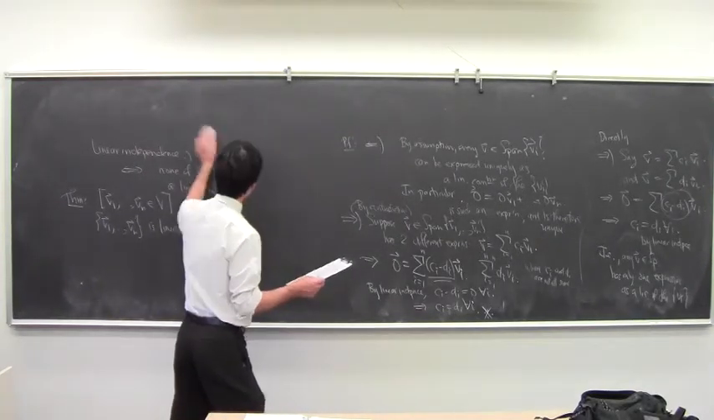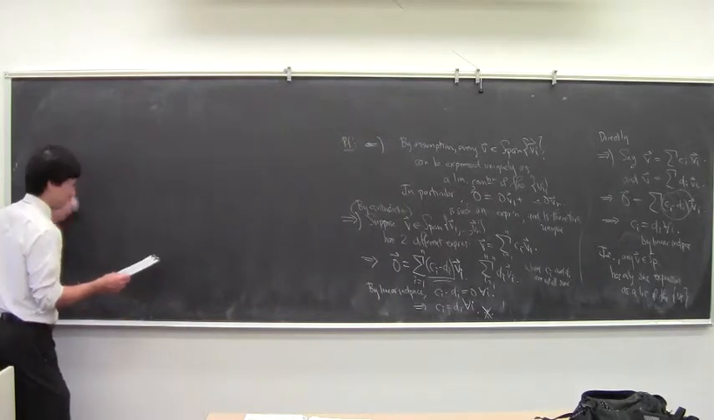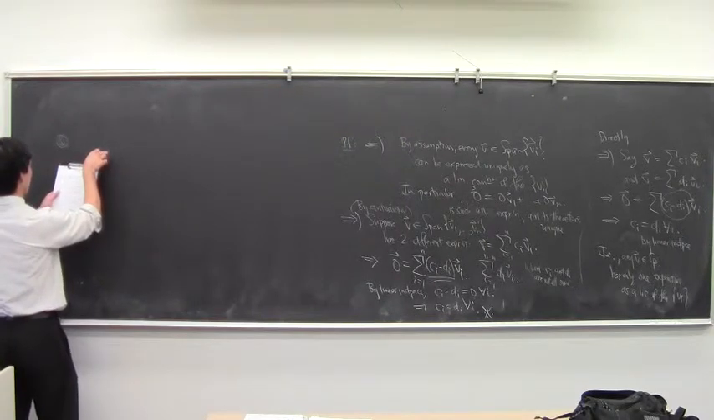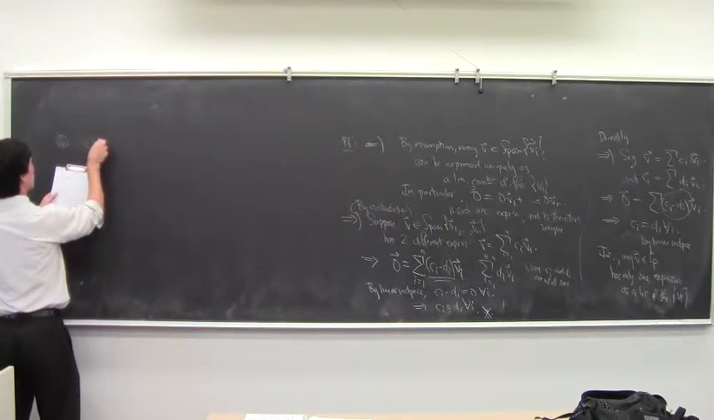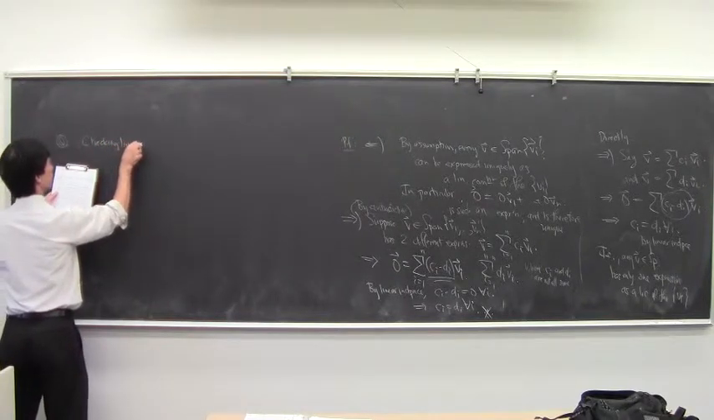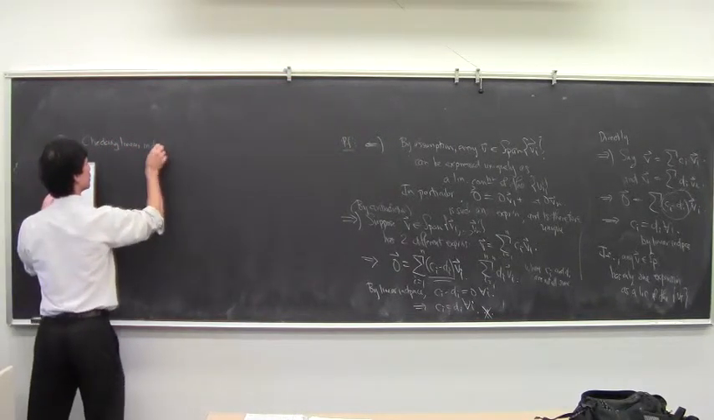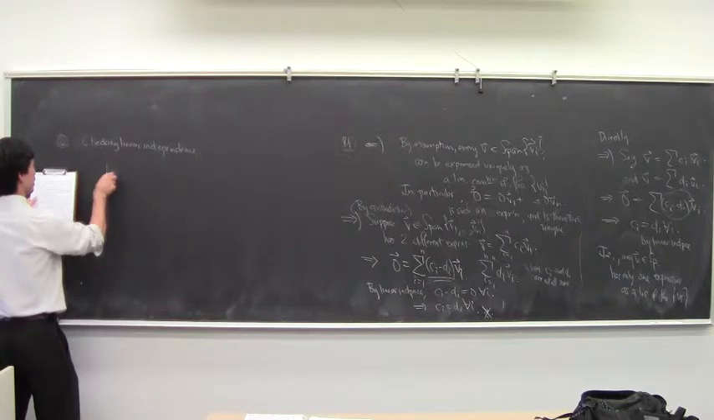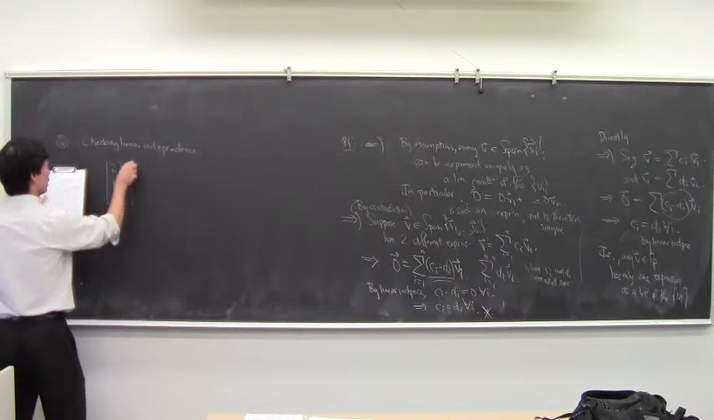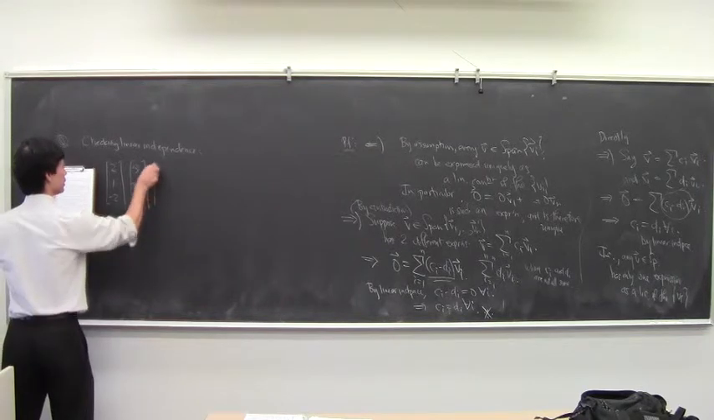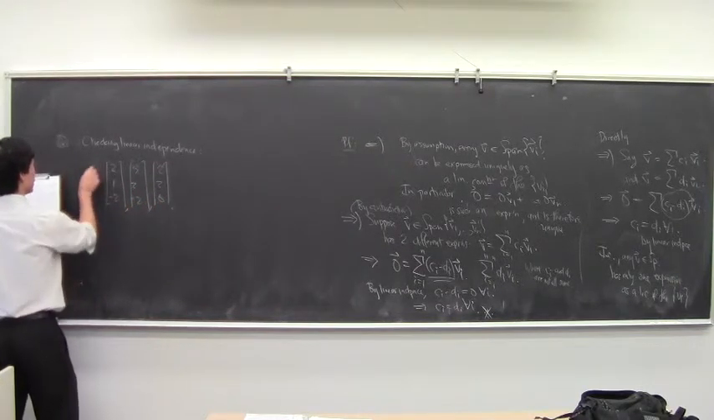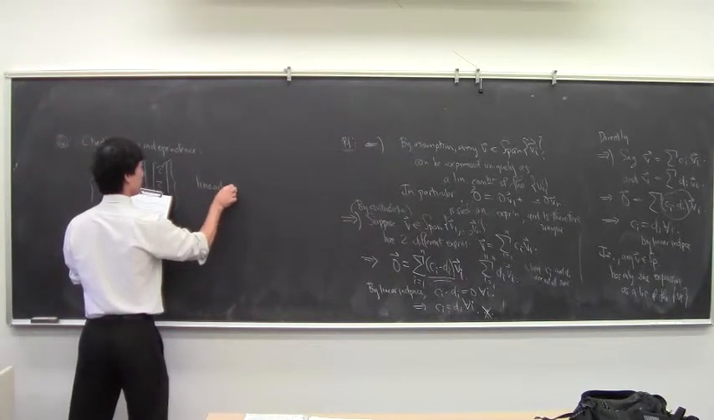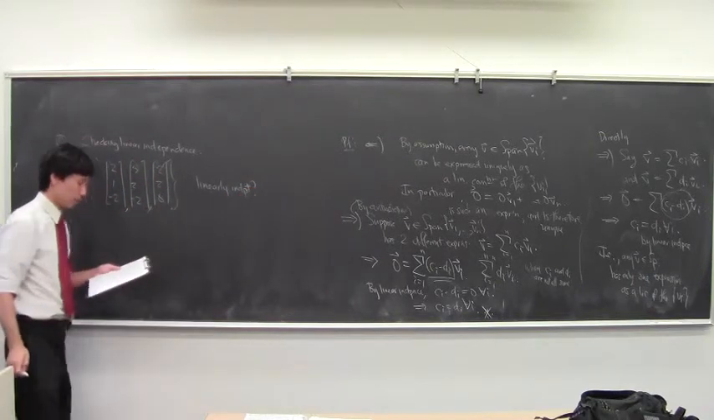Okay, so let's do something concrete. Here's an example, checking linear independence. Somebody gives you three vectors, (2, 1, -2), (3, 2, -2), (2, 2, 0), and says, are they linearly independent? Are these guys linearly independent?